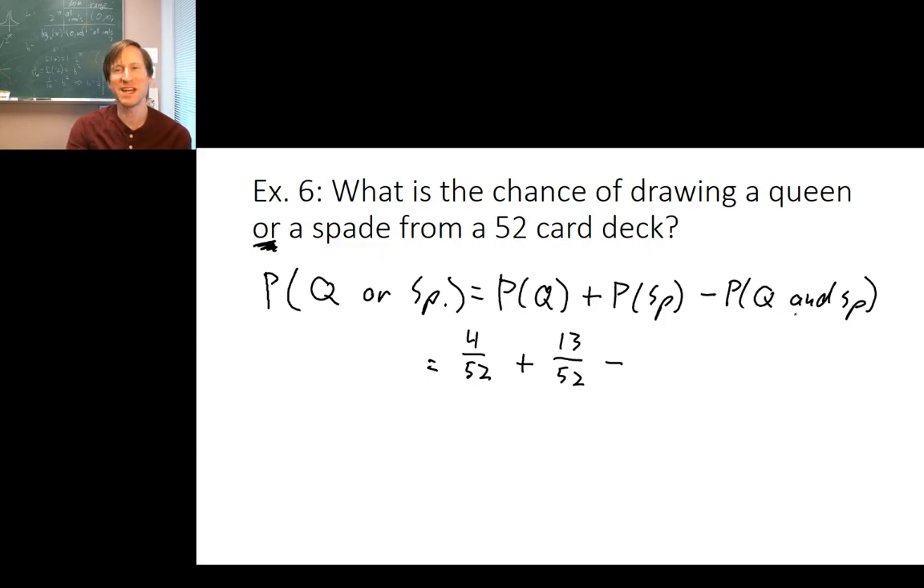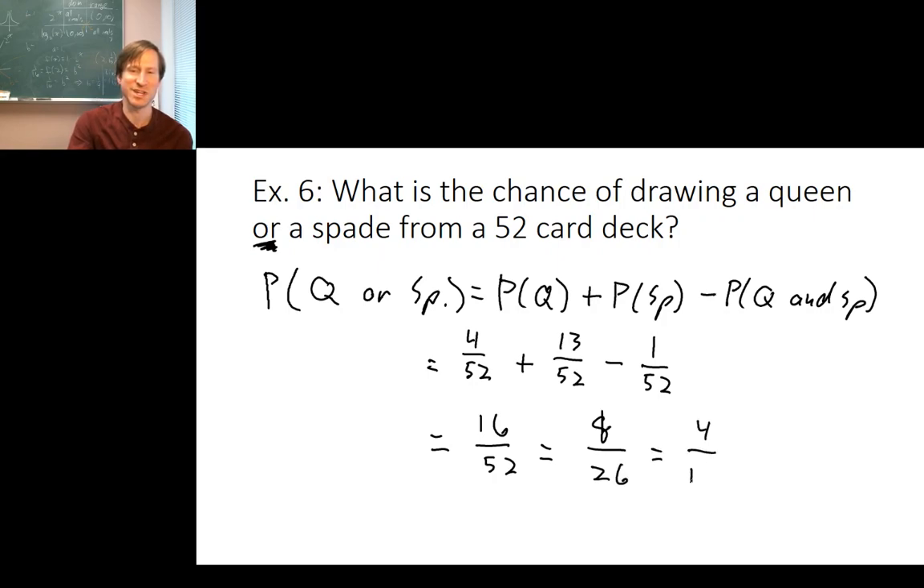Well, if you get a queen and a spade in a single draw, that means you drew the queen of spades, and there's only 1 queen of spades out of the 52 total. So all of these have 52 in the denominator, so 4 plus 13 is 17, minus 1 is 16 over 52. So that's going to be, what, 8 over 26, or 4 over 13. So 4 over 13 is the probability for that one.